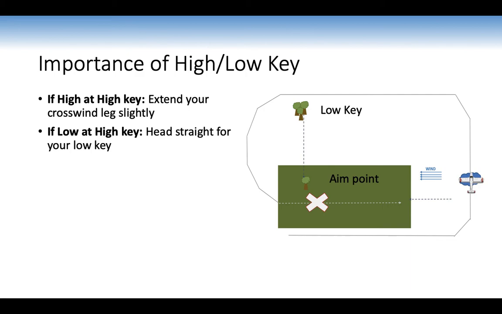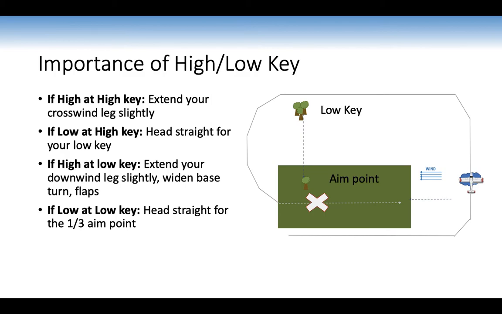So if you're high at high key, extend your crosswind leg slightly, but do not lose sight of the field. If you're low at high key, head straight for your low key and maintain glide speed. And if you're too high at your low key, extend your downwind leg slightly, widen the base turn, use flaps. But if you're too low at your low key, head straight for the 1/3 aim point and make sure to maintain that glide speed.